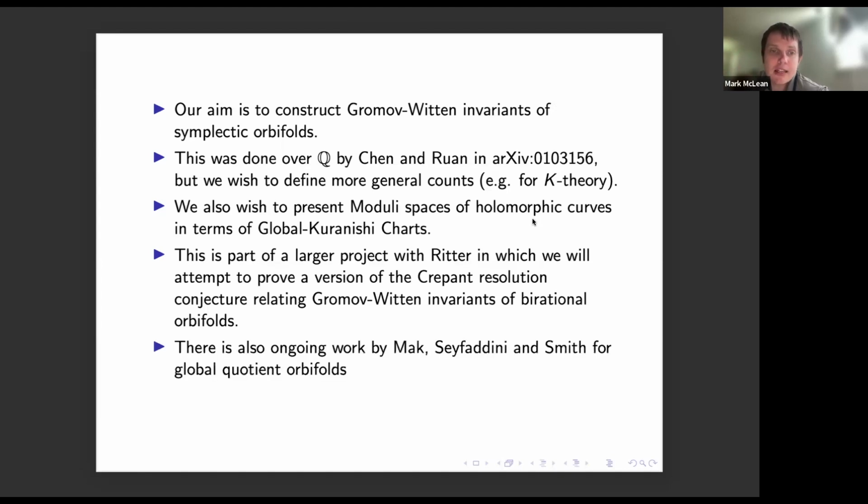I should also say there's ongoing work by Cheuk Yu Mak, Sobhan Seyfaddini and Ivan Smith. They're doing something with global quotient orbifolds. So this is the motivation.